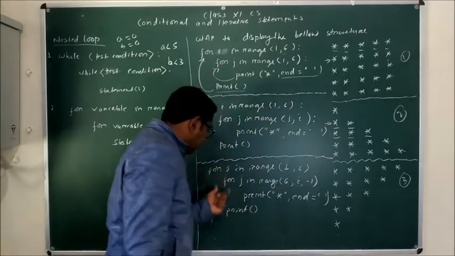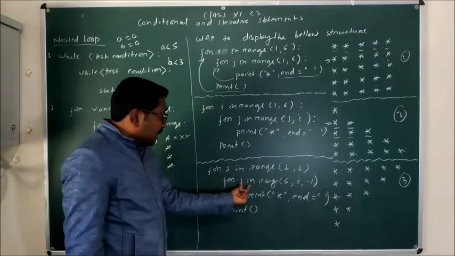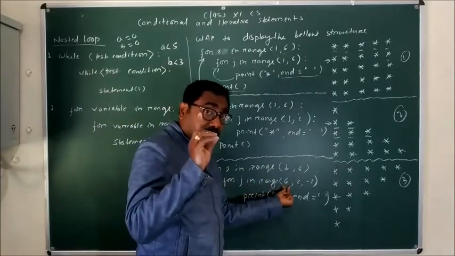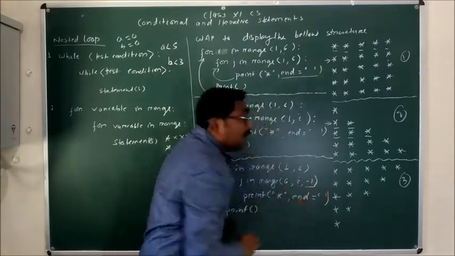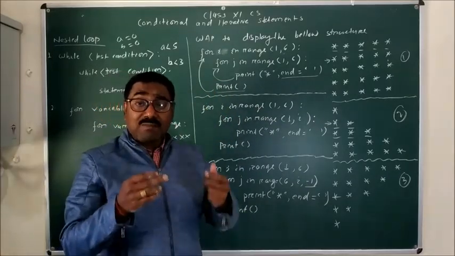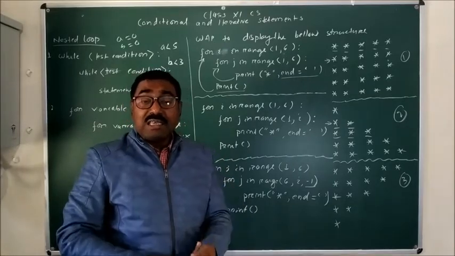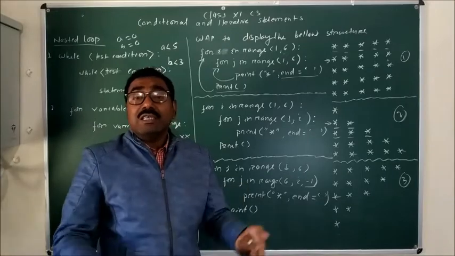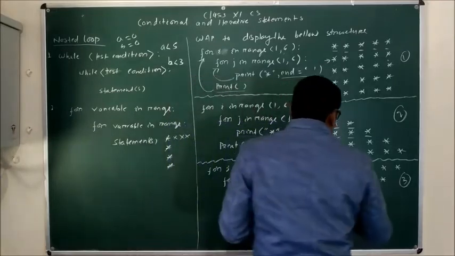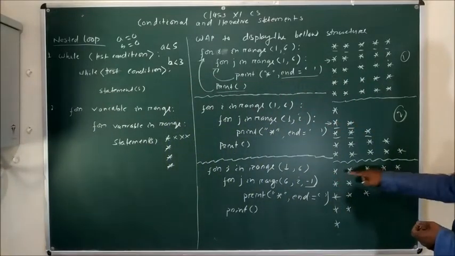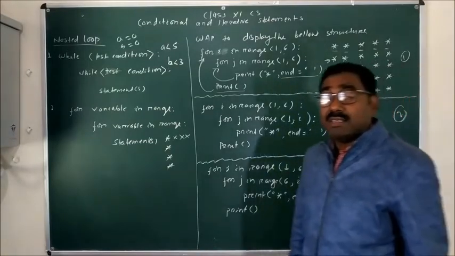Now how is it done? The for loop for I in range 1 to 6 is the same. For J in range 6, it will start with 6 and move up to I with the iteration value -1. That means each time the value of J will be decreased by 1. Initially it is 6, then it becomes 5, then 4, then 3, then 2, likewise it will decrease. So when the value of J decreases, the asterisks will be displayed 5 times, then 4 times, then 3 times, then 2 times, and finally 1 asterisk.